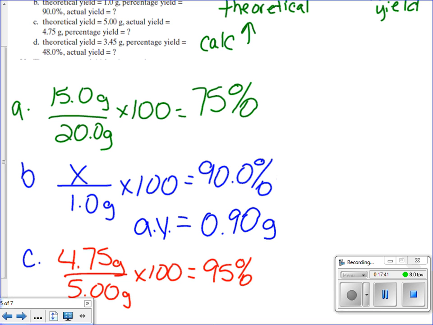And then the last one, the theoretical is 3.45 grams. The percent yield is 48%. So we have to calculate the yield.